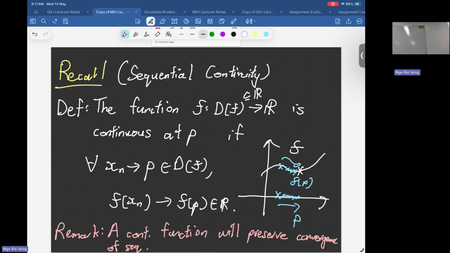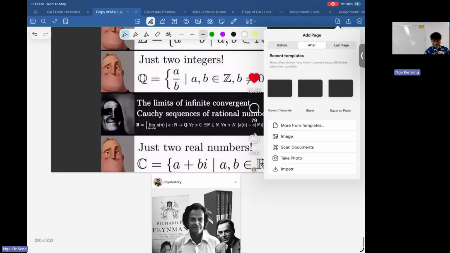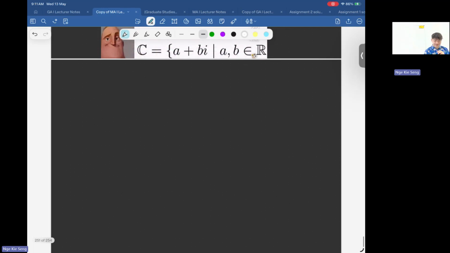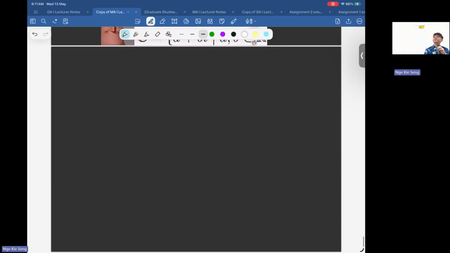Okay, there's one thing I want to tell you guys. So let me think. How should I put it? Okay, in assignments, you write something like this. I already told you this doesn't make sense. Why doesn't it make sense?